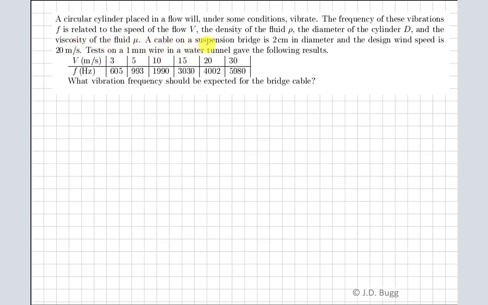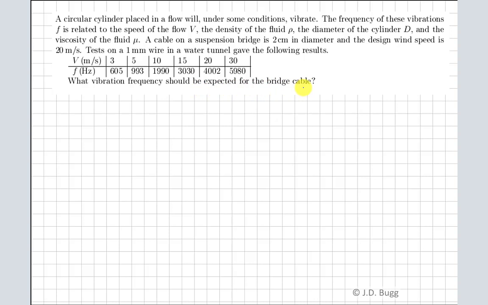A cable on a suspension bridge is 2 centimeters in diameter, and the design wind speed is 20 meters per second. Tests on a 1 millimeter wire in a water tunnel gave the following results. And we have a table here of the velocity and the frequency that resulted for those tests. What vibration frequency should be expected for the bridge cable?